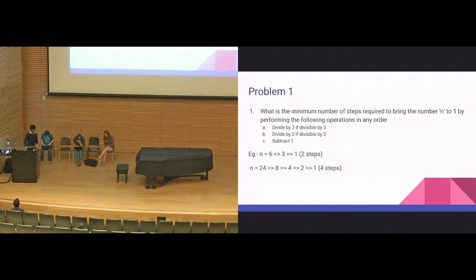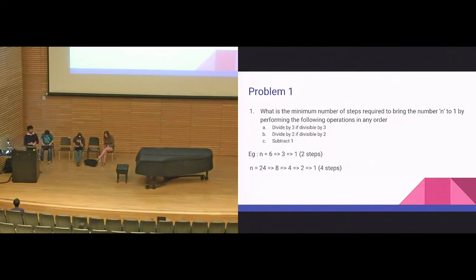What happens when you do it for 10? What does greedy tell you to do? So you cannot divide it by 3. You can divide it by 2, so you bring it to 5. Once you bring it to 5, you can subtract 1, because that's the only thing you could do. Once you get to 4, you would divide it by 2 twice. So it took 4 steps to bring 10 to 1.